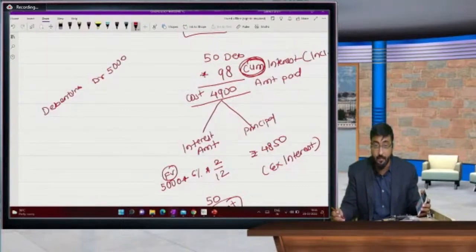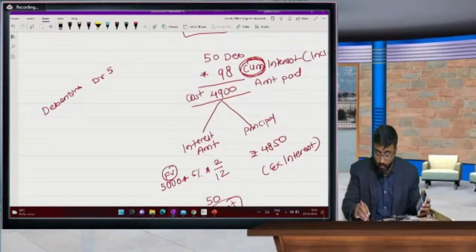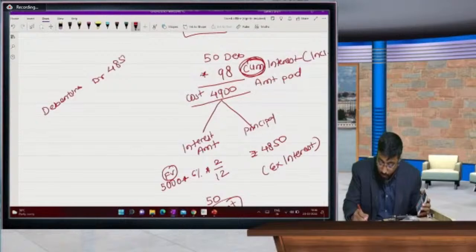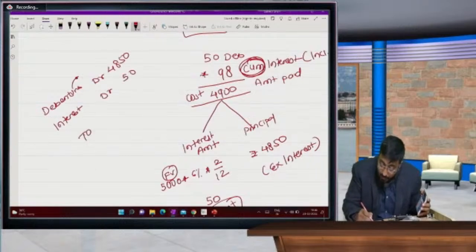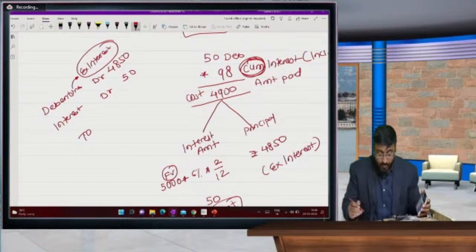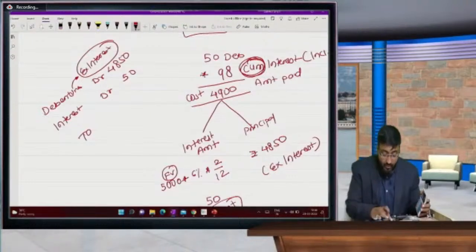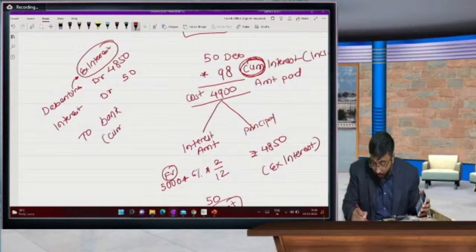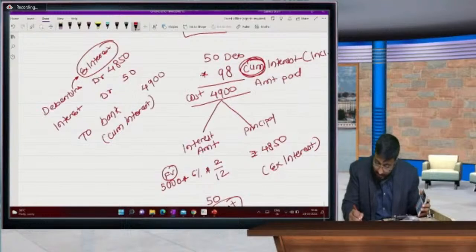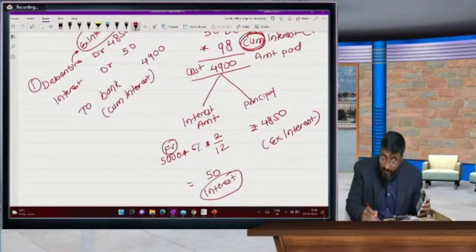But wait, sorry. The principal amount is 4,850. The interest that we paid is 50. So debentures cancelled by ex interest: debentures account debit, interest account debit, to bank. How much did they pay? Bank is always cum interest, this is 4,900.